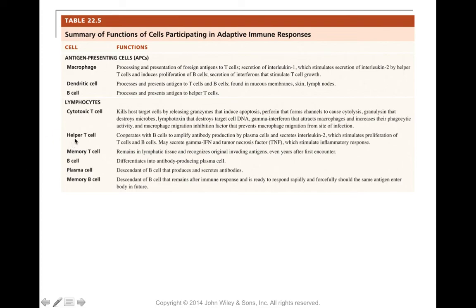We have helper T cells, which cooperate with B cells to help create antibodies and amplify antibody production. They also help secrete IL-2 and help stimulate the proliferation of T cells and B cells. Helper T cells also secrete gamma interferon and tumor necrosis factor. Remember, TNF is going to be involved in macrophages calling other macrophages over to the site of infection. This is all going to help stimulate our inflammatory response.